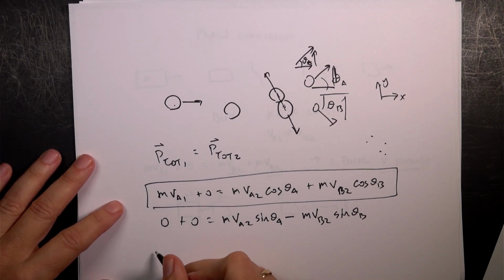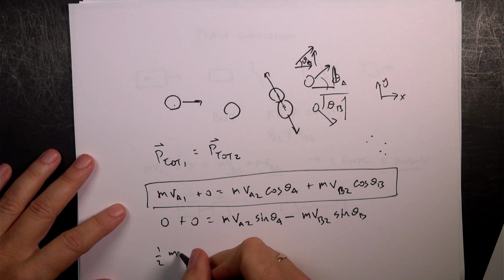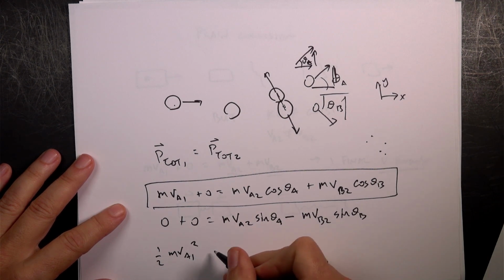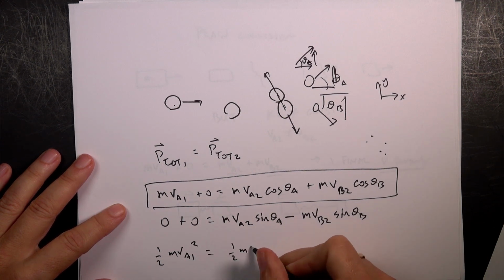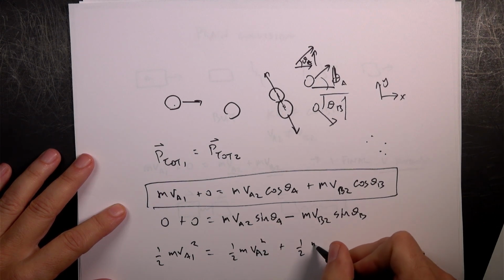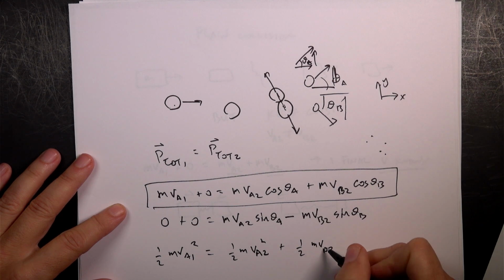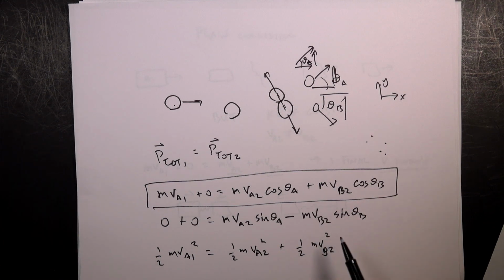Well, in that case, it'd be 1/2 m v_a1 squared equals 1/2 m v_a2 squared plus 1/2 m v_b2 squared. So that deals with the magnitude of the velocity, so you can't break that into components.